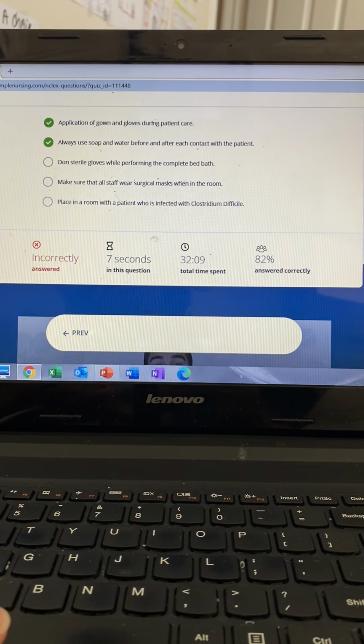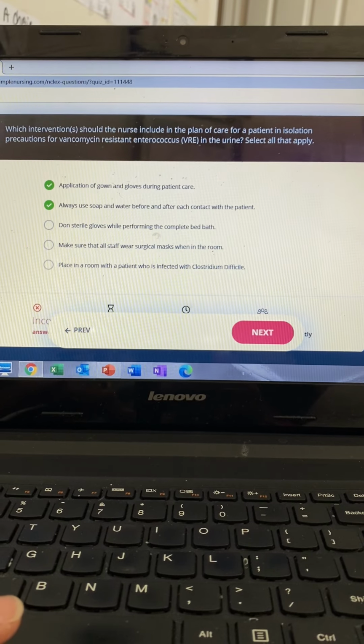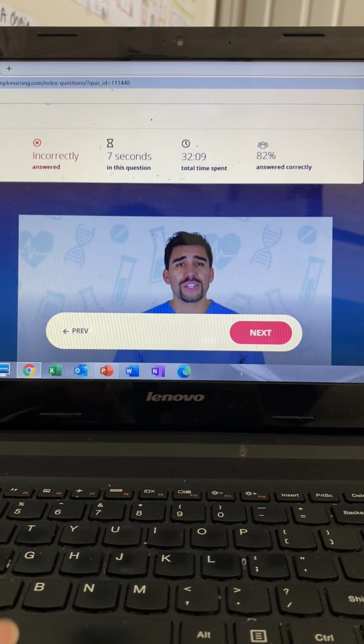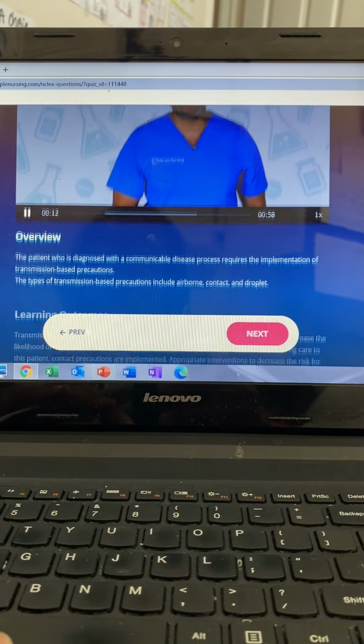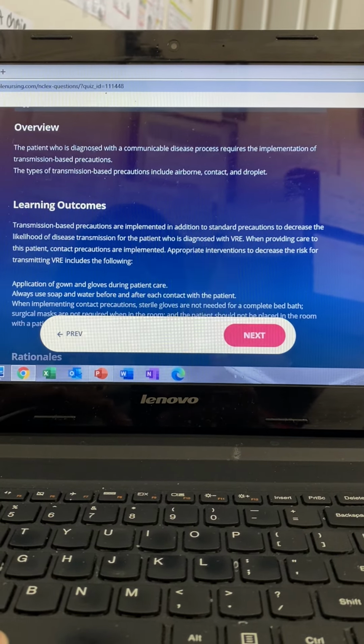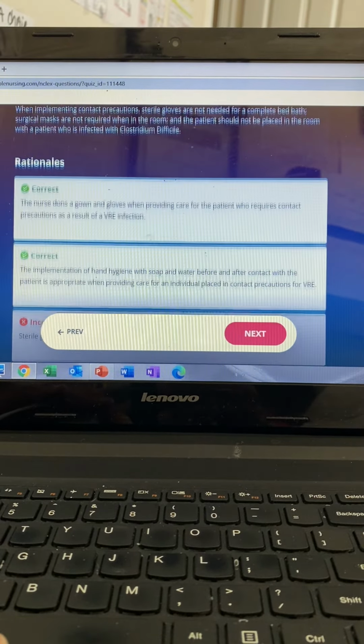Now using our 3 steps, let's break this down. This question is asking for interventions to include. The key problem: you're caring for a patient on isolation precautions for VRE in the urine. So we're just thinking contact precautions. The solution we're looking for is what actions we include for contact precautions here.